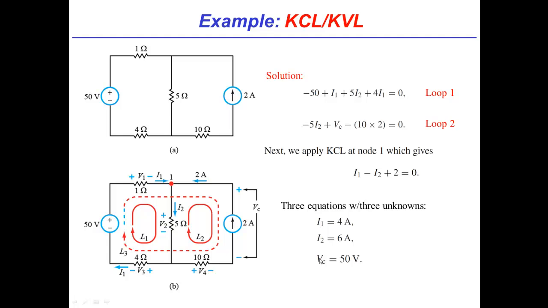And so I can just solve them simultaneously. That's right. However, whatever favorite method you want, algebra or Wolfram Alpha or MATLAB or whatever you like to do. And so there you go. I1 is going to be 4 amps, I2 is going to be 6 amps, and 50 volts across this.